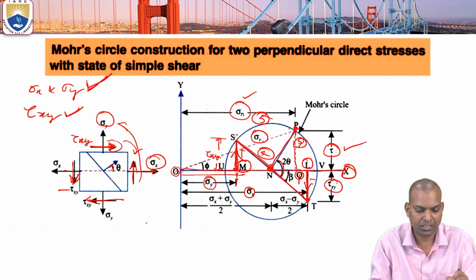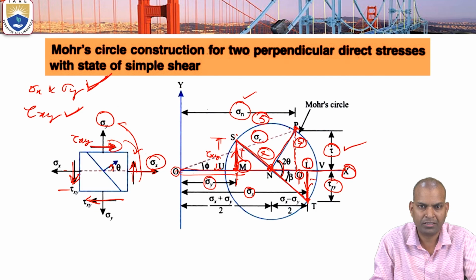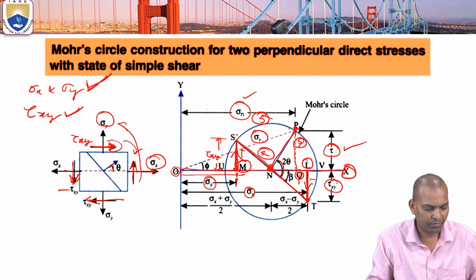The next part is another method for finding these, called the Mohr circle method. I have explained the Mohr circle method in detail.